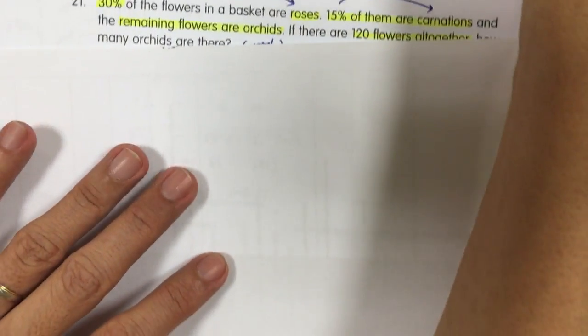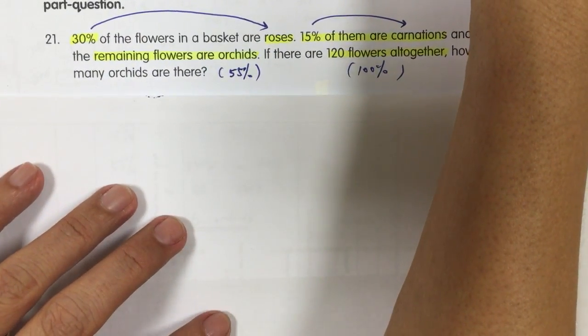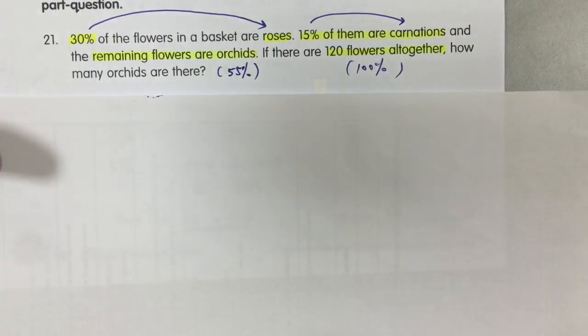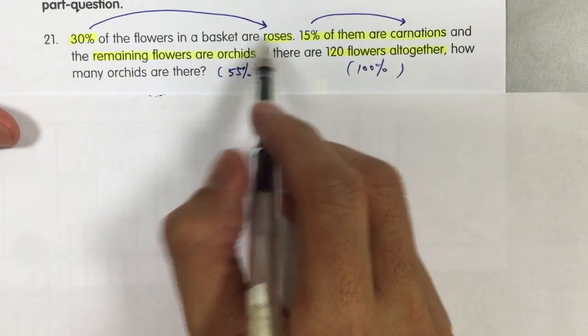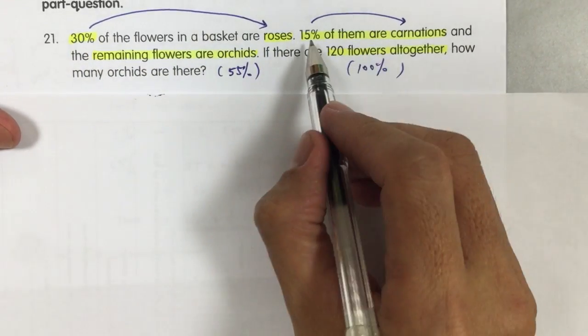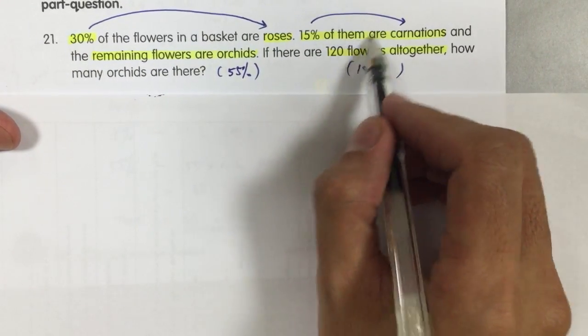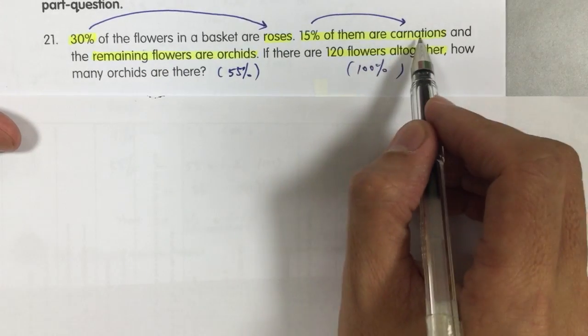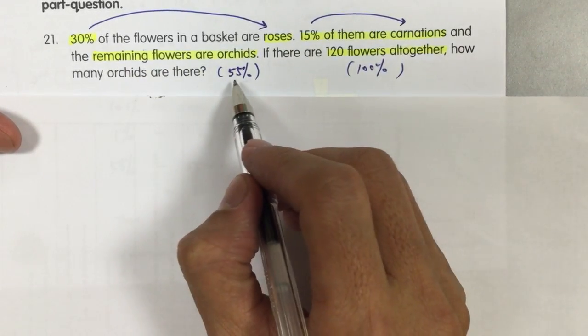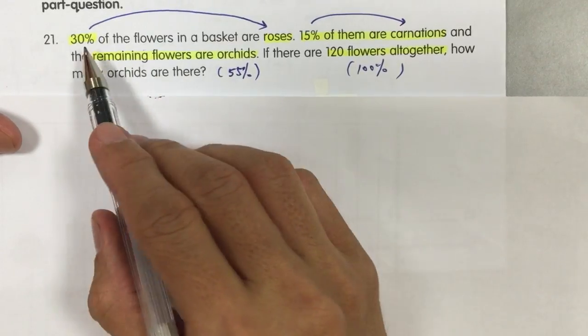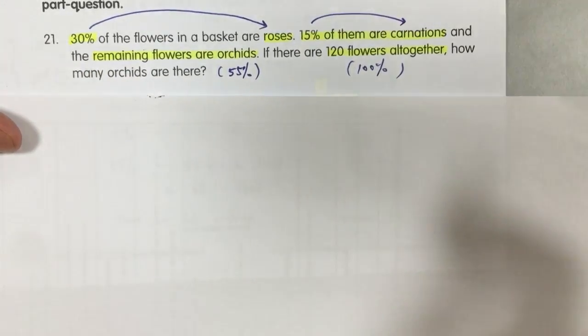Next, 21. 30% of the flowers in the basket are roses. So roses is 30%. 15% of them is the flowers, carnation. So 15% is carnation, and the remaining left with 55%. 100 minus 30 minus 15 is 55.